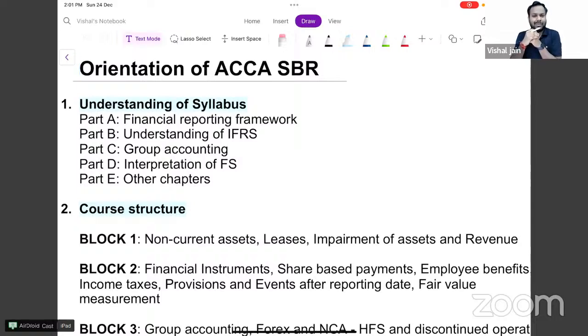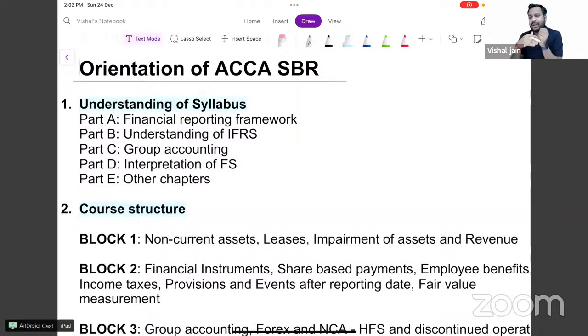First of all, welcome to the ACCA SBR orientation session, guys. To introduce myself, C. Vishal Jain, your mentor, educator, and yes, your friend for your ACCA FR and SBR preparation. Guys, in this session, we are here to help you understand the SBR more clearly.